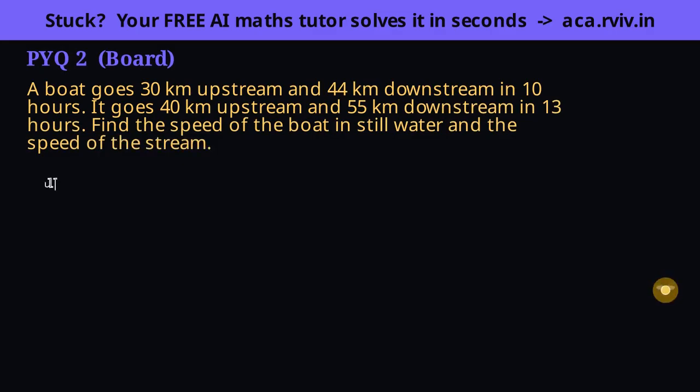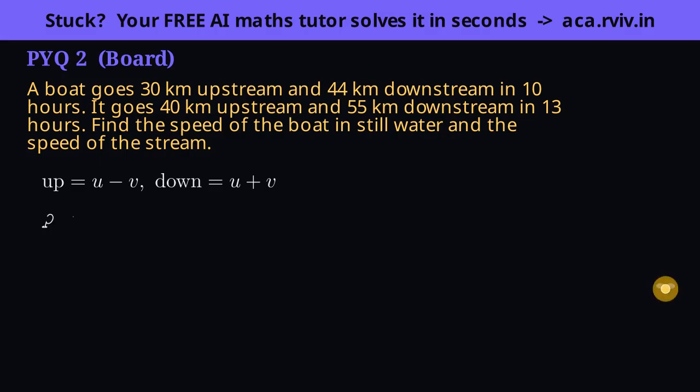Set up the physics first. Let the boat's speed in still water be u and the stream's speed v. Going upstream the current fights you, so your effective speed is u minus v. Going downstream it helps, so u plus v. That's the foundation.